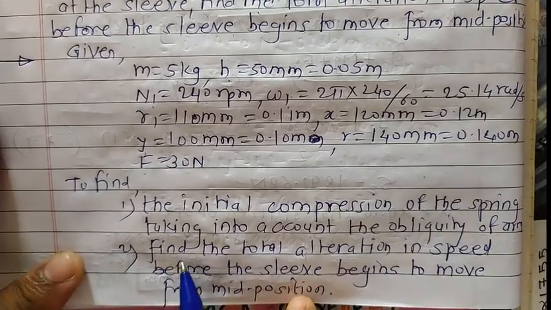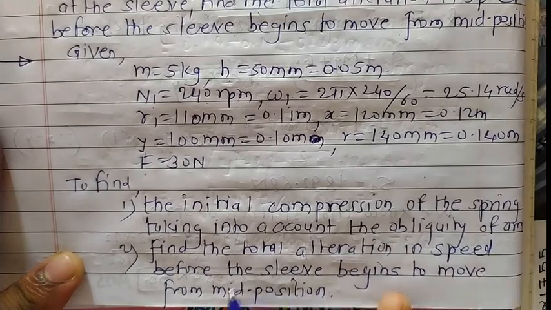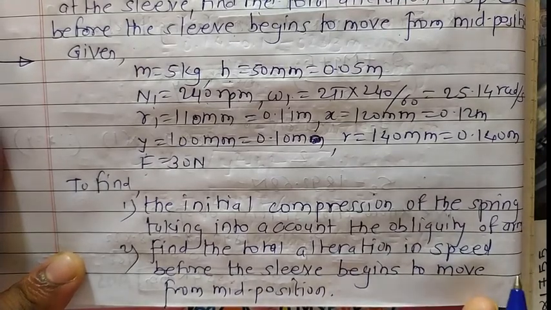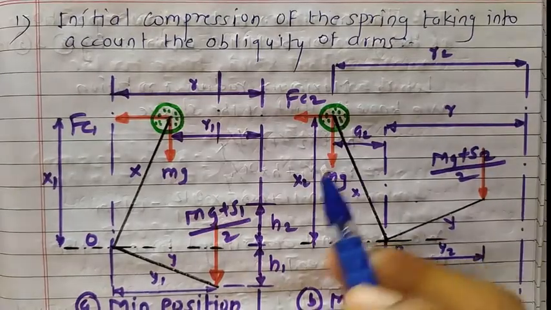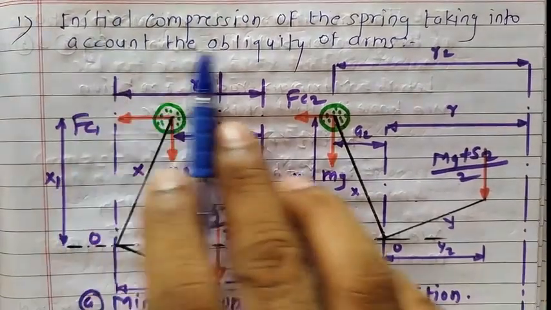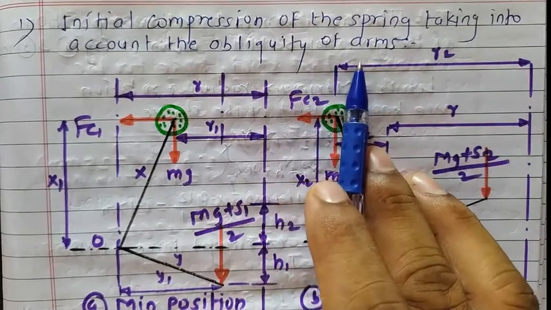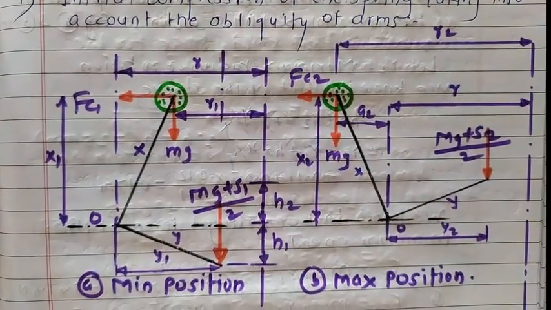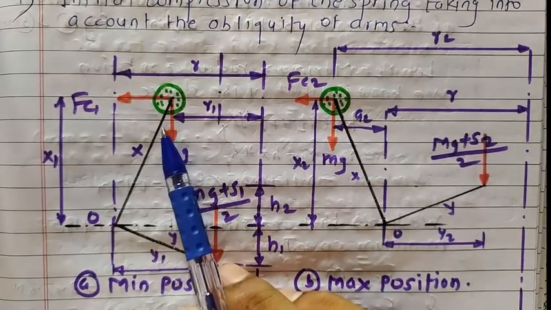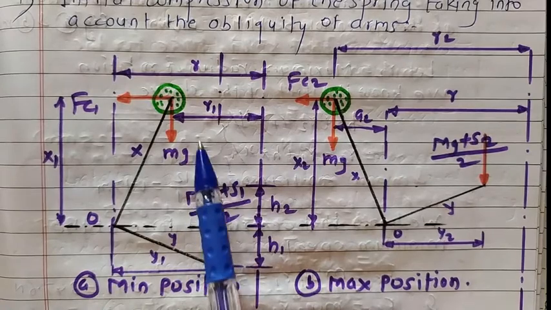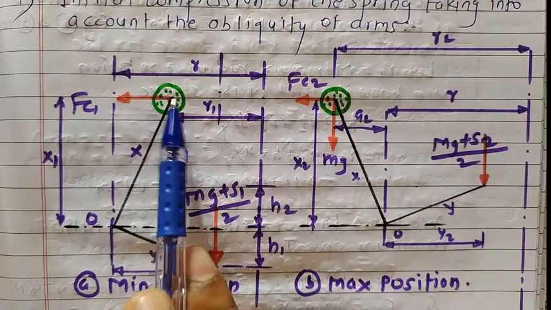Second point, find the total alteration in speed before the sleeve begins to move from its mid position. As per our first target, do the calculation for the initial compression of the spring taking into account the obliquity of the arm. First of all, develop the maximum position and minimum position diagrams, like this one. Everything here is mentioned by considering the ball and arms.